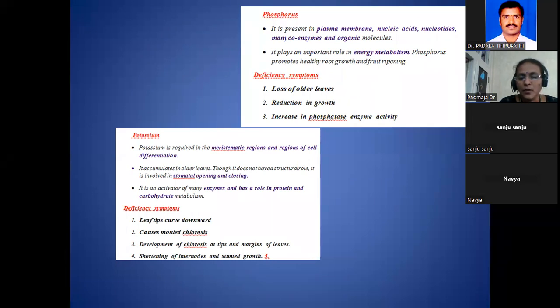So there is development of chlorosis at the tips and the margins of the leaves. That means first of all the tips become yellow in color. Later the lamina becomes yellow, and even the veins are affected by this chlorosis due to the deficiency of potassium. And there is shortening of internodes, so the growth will be affected.